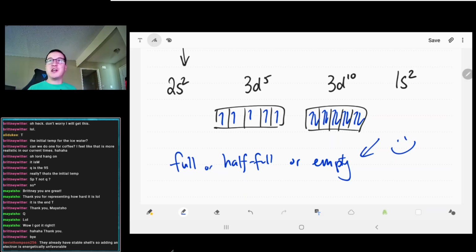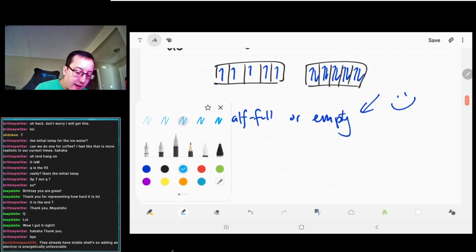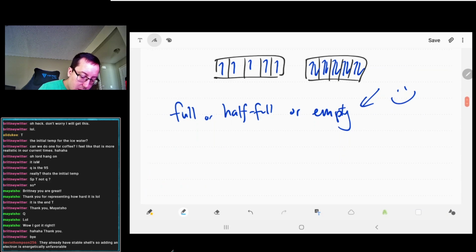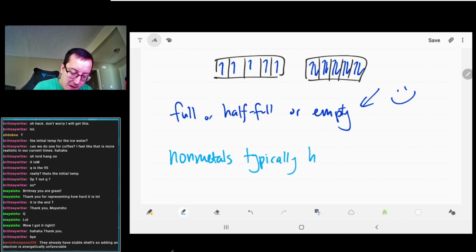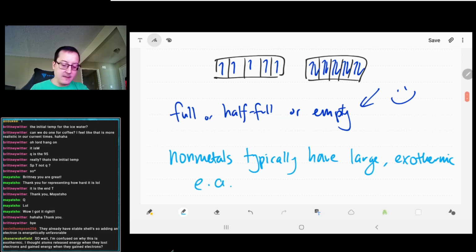So generally we're going to see the following 2 things. There's not an obvious trend for us this time, but just know that non-metals typically have large exothermic electron affinity.